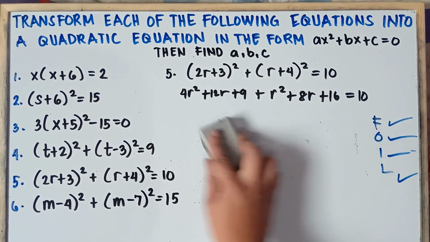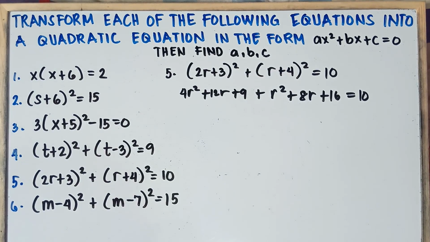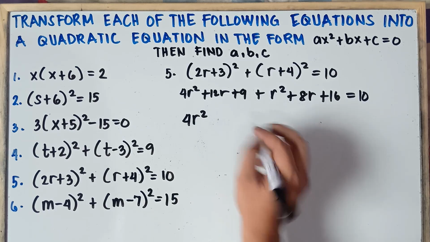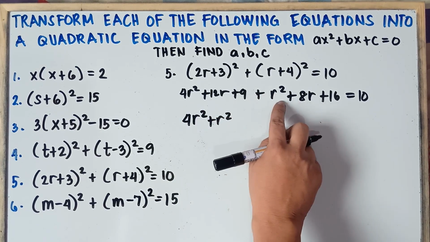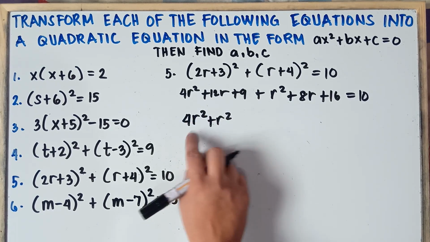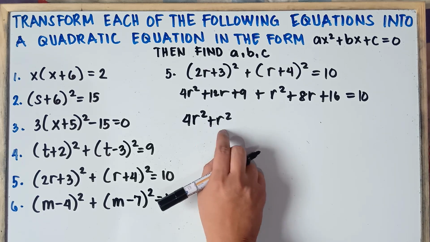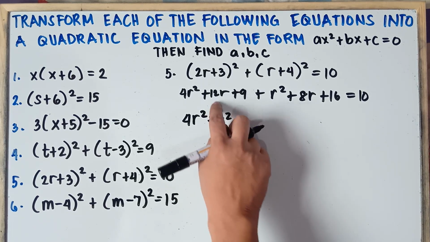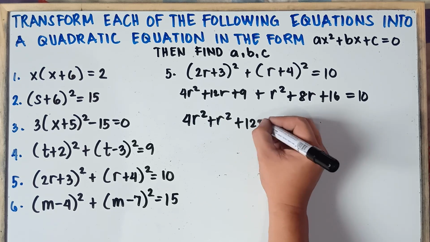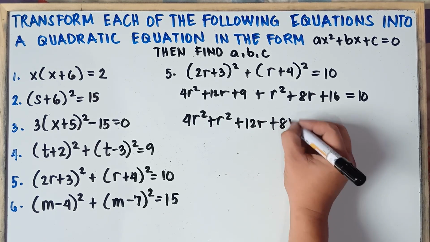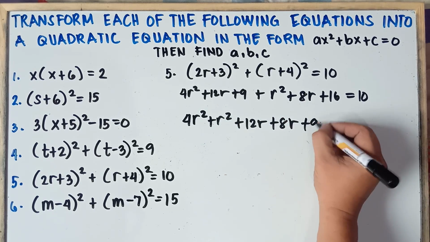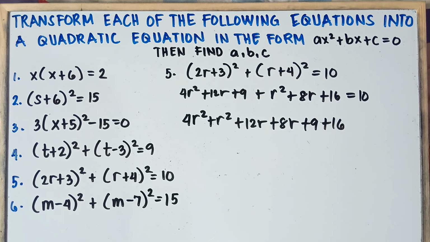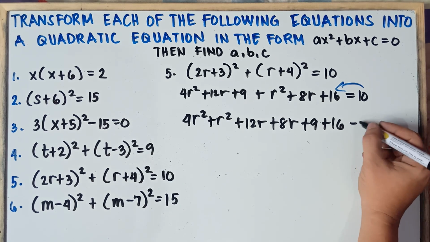Alright, and then we arrange, class. Copy 4r squared, copy plus r squared. Once again, class, simply arrange. For r squared, quadratic terms, exponent of 2, we call that quadratic terms. And then this one, plus 12r, plus 8r. Once again, class, do it step by step. 12r, 8r, plus 9, plus 16. We transpose 10. This is positive 10, it will be negative 10.